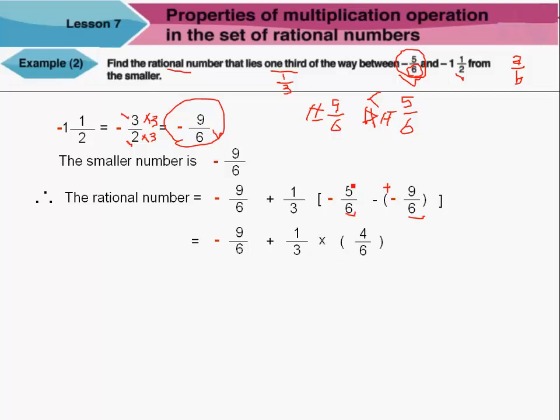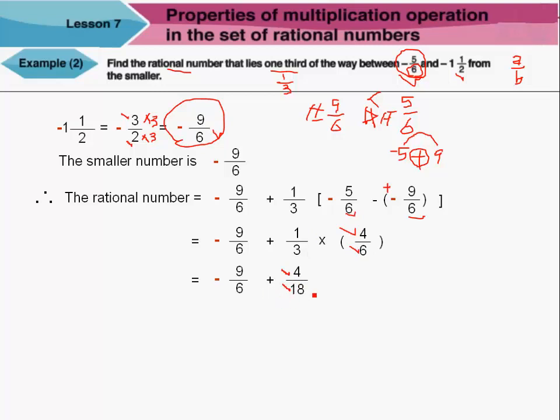So we have minus 5 plus 9. Two numbers with different signs, so we have to subtract. 9 minus 5 is 4. 9 is bigger than 5, so we take its sign, which is plus, but we don't write the plus sign. And the denominator is 6. We have to multiply this first. 1 times 4 is 4. 3 times 6 is 18.